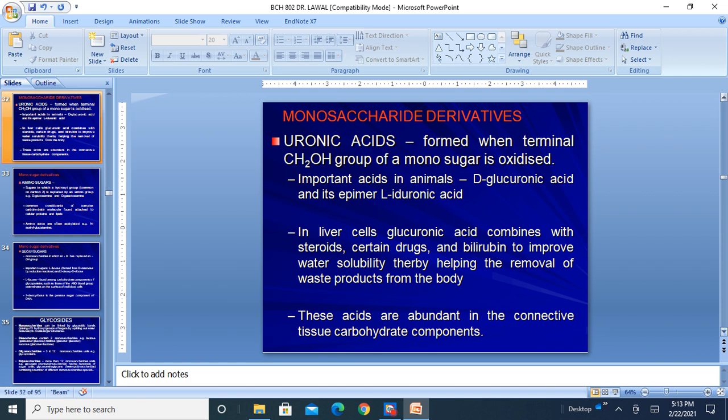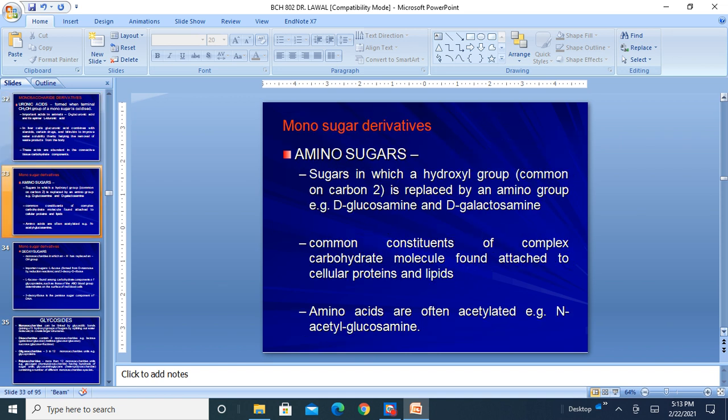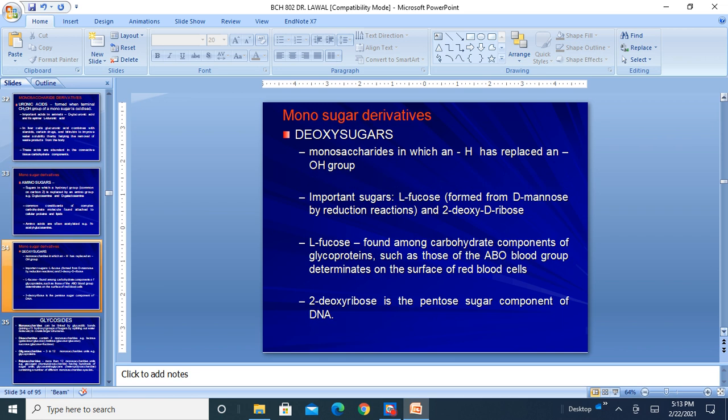Monosaccharide derivatives such as uronic acids are formed when the terminal hydroxyl group, or alcohol group, of a monosaccharide sugar is oxidized. So I mentioned some important acids in animals to include glucuronic acid. Its epimer is iduronic acid. There are also amino sugars and then the deoxy sugars that are found in deoxyribonucleic acid. So an important deoxy sugar is the 2-deoxy D-ribose sugar.